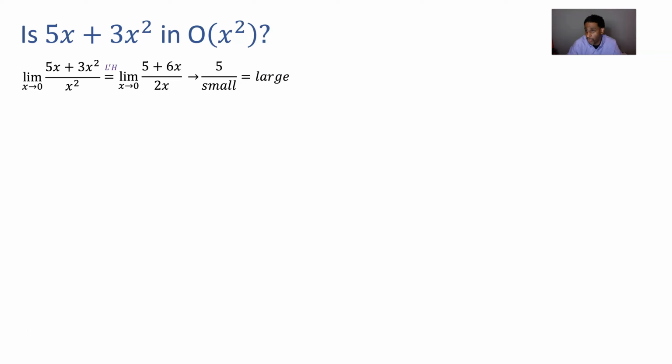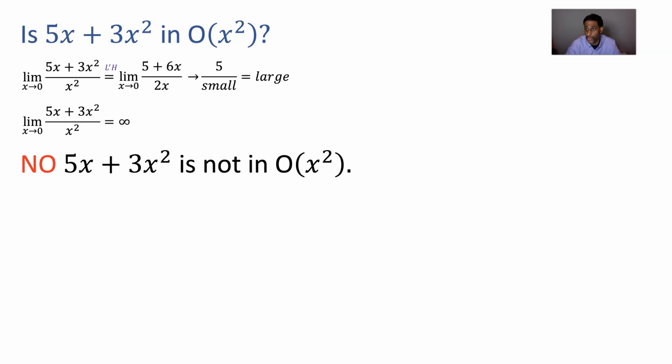It's going to be very small. 5 divided by a very small number, like 1 over a billion, it's going to be 5 billion. It's going to be a very large number. The point is that this limit is not a finite constant. So because of that, then, no, can't be true. We need the limit to be a finite constant, like we said, c. So the answer is no. That function, 5x plus 3x squared, is not in big O of x squared as x goes to 0. All this video is about as x goes to 0.